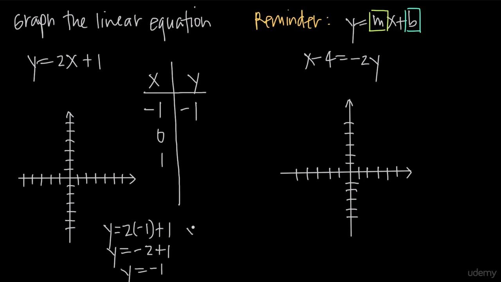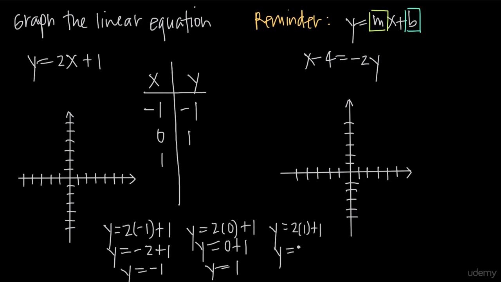Plugging in 0, we'll get y equals 2 times 0 plus 1, y equals 0 plus 1, or y equals 1. And then plugging in 1, we're going to get y equals 2 times 1 plus 1, y equals 2 plus 1, or y equals 3.